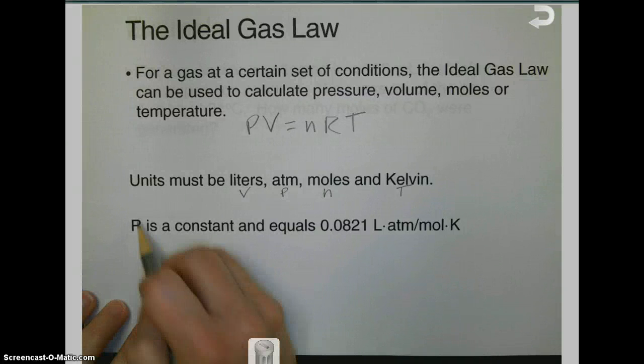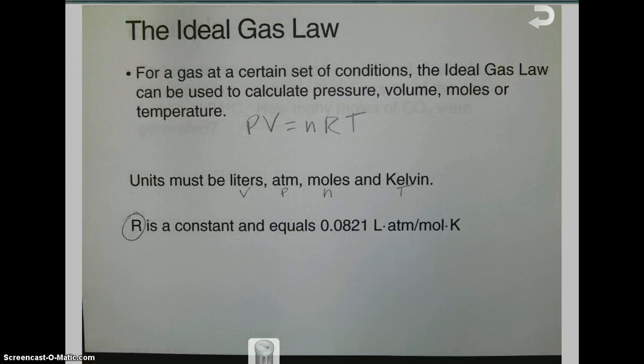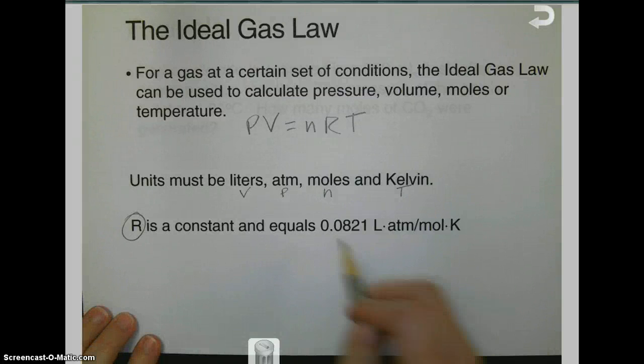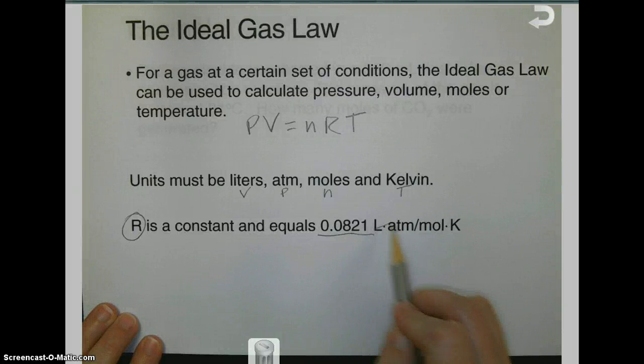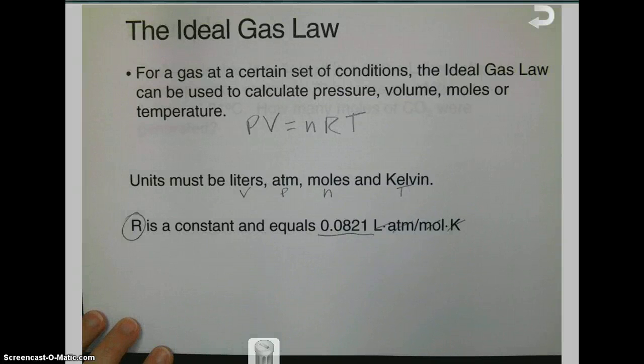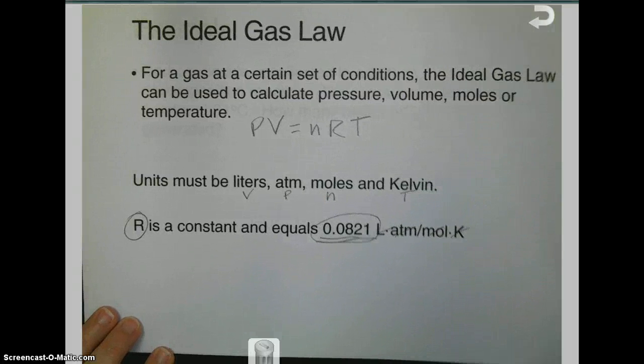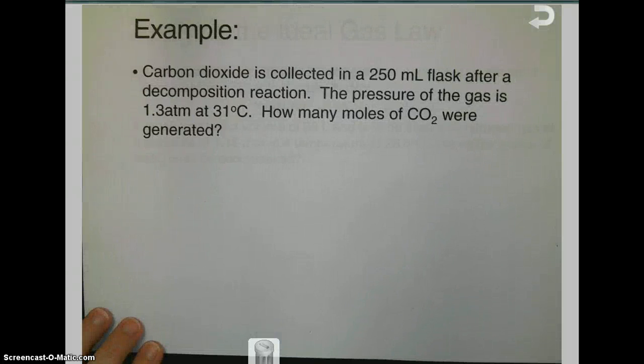Now, let's talk about R. R is called the ideal gas constant, and it equals 0.0821 liters atmospheres over moles Kelvin. Basically, these units are all going to cancel as you solve, so you're going to get the units that you want. So basically, you just need to know R equals 0.0821. Okay, so let's do some examples with PV equals nRT.